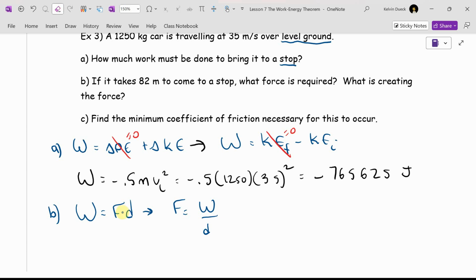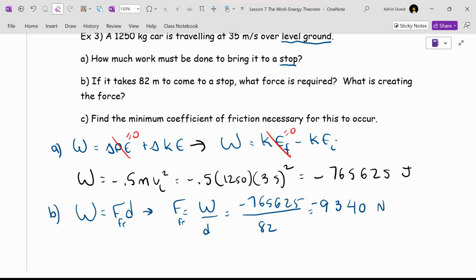It also is the same force that makes them go forwards. If I wanted to, I could say this is the force of friction, which means I can go negative 765,625 all over 82, answer button divided by 82. What do you get? 9,000. I'm going to go 9,340 newtons.